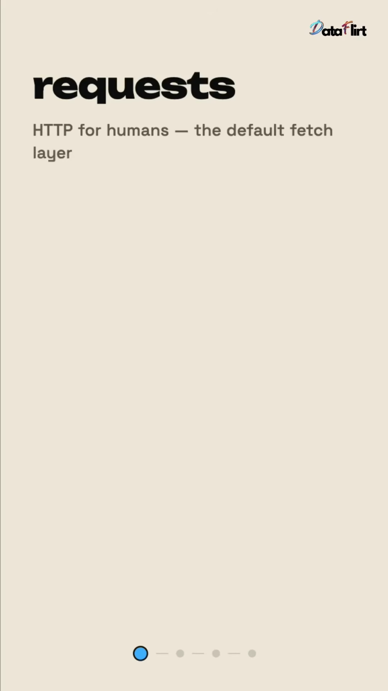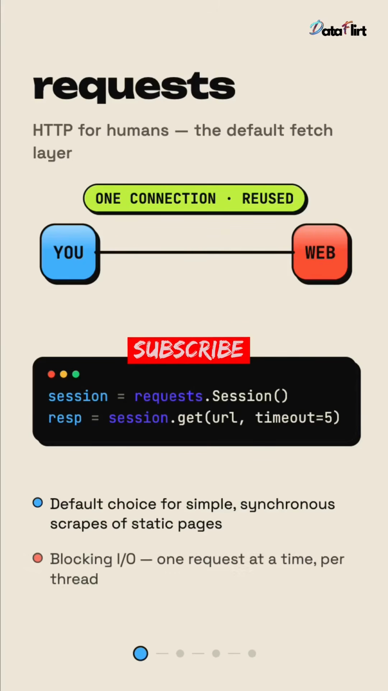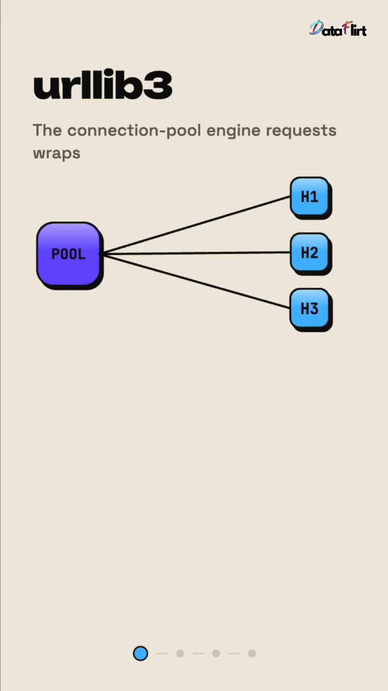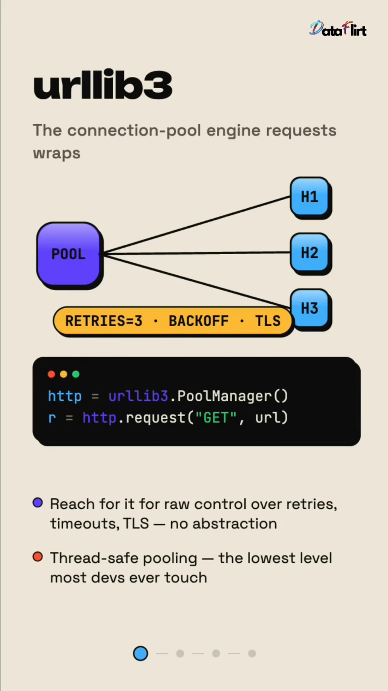Requests is your default HTTP client library to make get and post requests in Python. Session objects reuse TCP connections across every call. No rehandshaking is required through requests. Underneath requests sits urllib3, the connection pool manager. Reach for it when you need raw control over retries and TLS. TLS access is needed to overcome fingerprinting blockers.